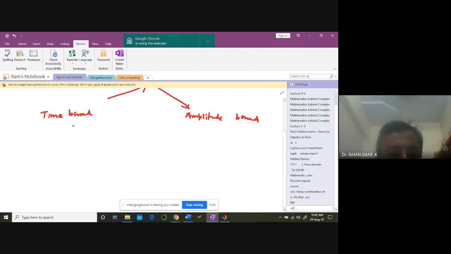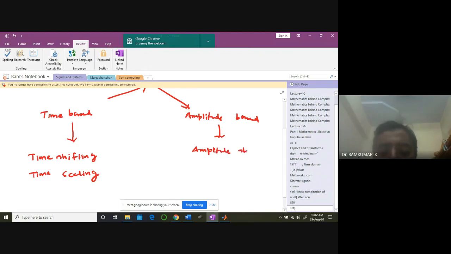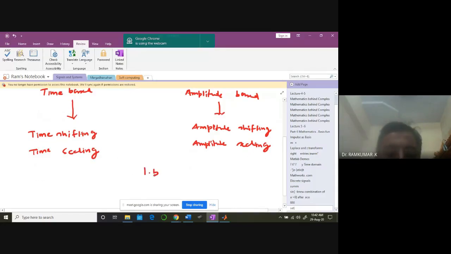Okay, the same signal. Now in the time-based operation, I have two operations. Time shifting. The other one, time scaling. Here also in amplitude-based, I have two operations. Amplitude shifting. The other one, amplitude scaling. Now, when I say 1.5 times x of t signal, what am I doing really? Out of these four? Amplitude scaling. Very good. This is amplitude scaling.